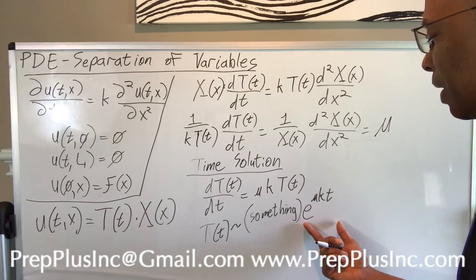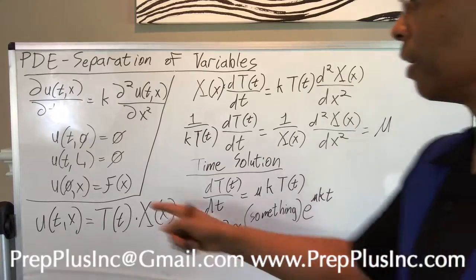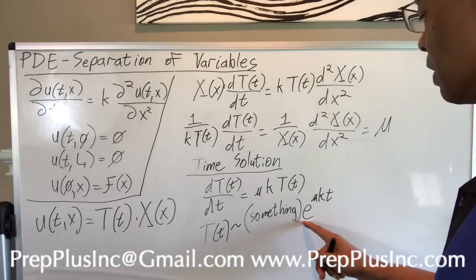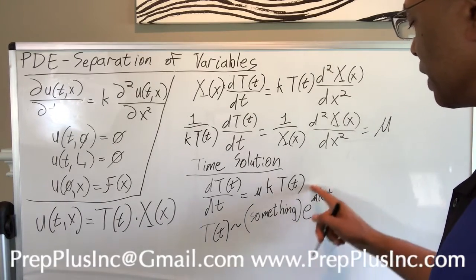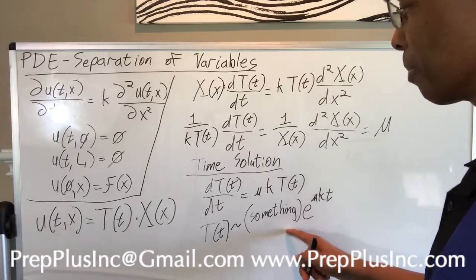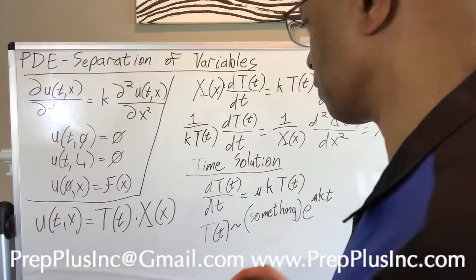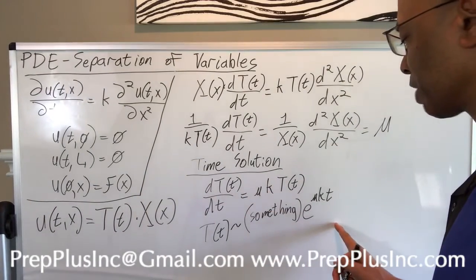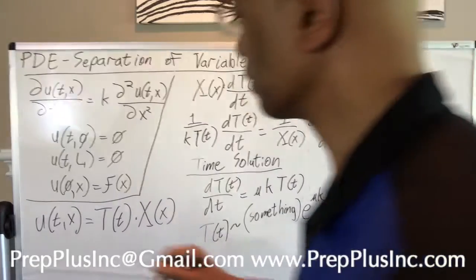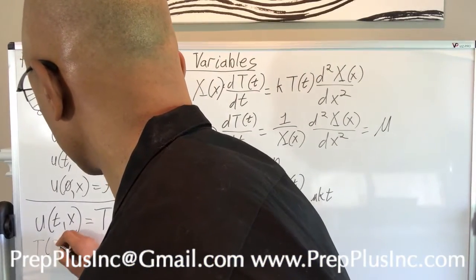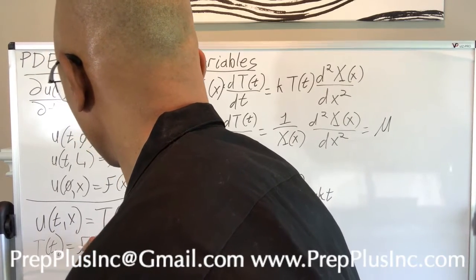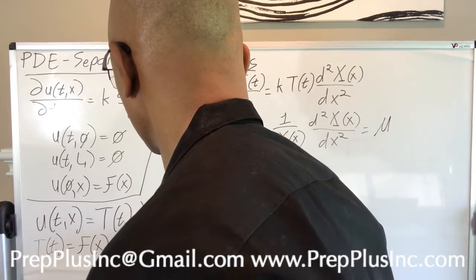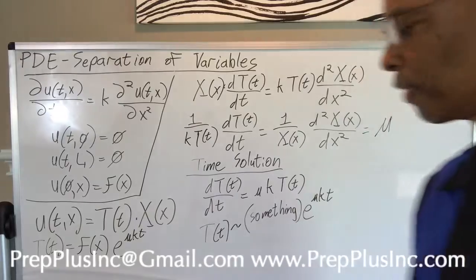At time 0, u is just this function that's given to us, f of x. For t equals 0, this exponential is 1, so we're left with something equals f of x. So we know that the time part of our solution is f of x times our exponential function e to the mu kt. Let's write that to the side here: we've got part of our solution so far, equals f of x e to the mu kt.